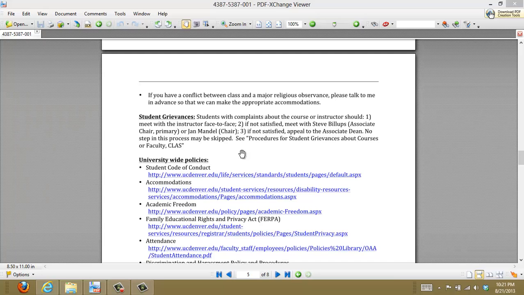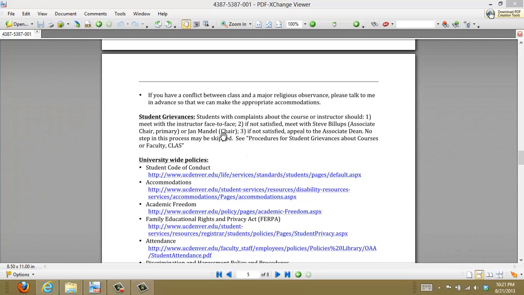And if you aren't satisfied with the service either of those two gentlemen provide you, then you can appeal to the associate dean. However, I will say that no step in this process may be skipped. You can't go to the associate chair without going to me first. You can't go to the chair without coming to me first. You can't go to the associate dean without talking to me and the chair. So this is in accordance with the College of Liberal Arts and Sciences. This is not something that I made up. This is the college policy.